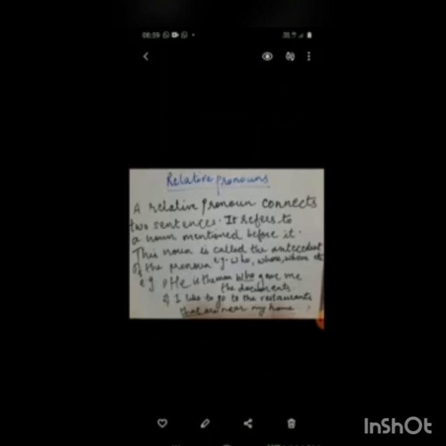Now in the second sentence, I like to go to the restaurants that are near my home. Now the relative pronoun that refers to the noun restaurants which has come before it. Hence restaurants is the antecedent of the pronoun that. Okay, I hope you have understood relative pronouns.